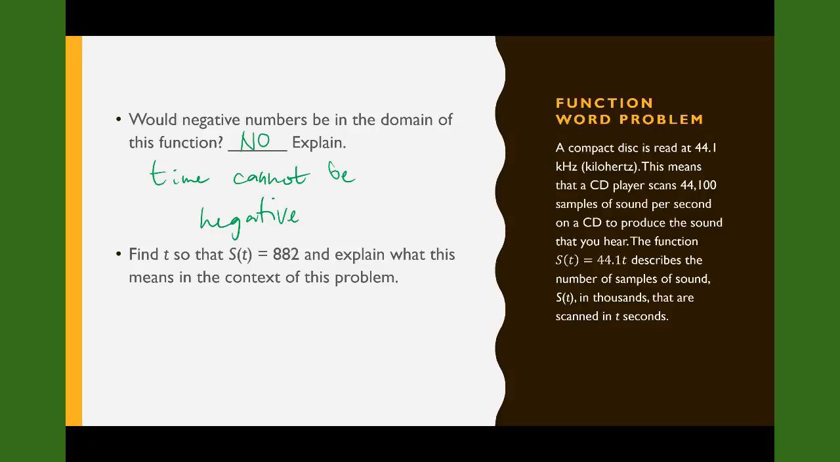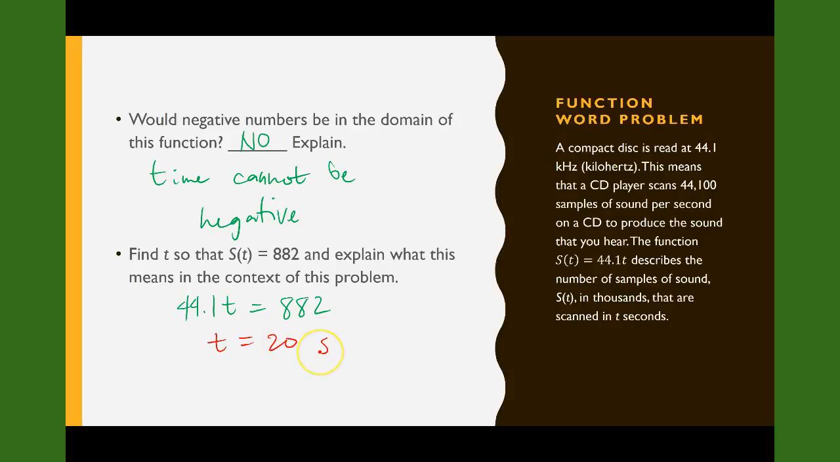And last, with respect to this problem, find t so that S of t equals 882. So again, we know what S of t is. It's 44.1 times t. And that's all we really have to do. 44.1 t, set it equal to what S of t is, which is 882 in this case. Dividing both sides by 44.1 is equal to 20. So t is equal to 20.